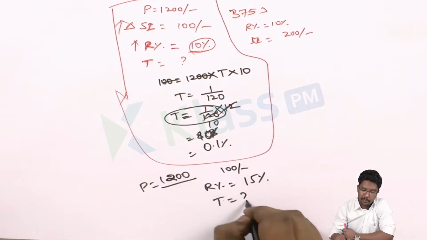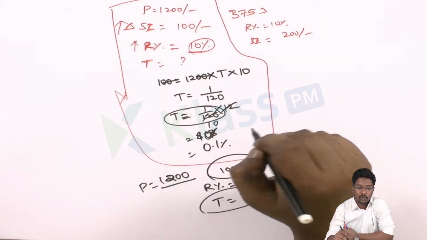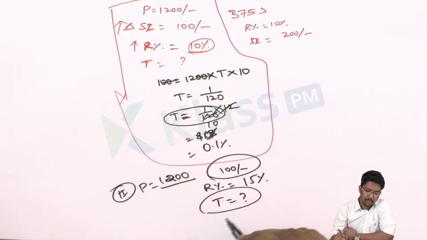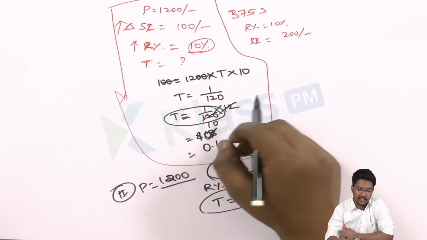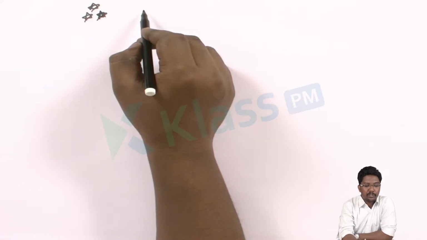Then what is my time period? In which time period do I have to pay this extra 100 rupees? So try to solve this type of problems by assuming your own data, anything, okay? Another important problem. We always find this type of problems in many examinations.